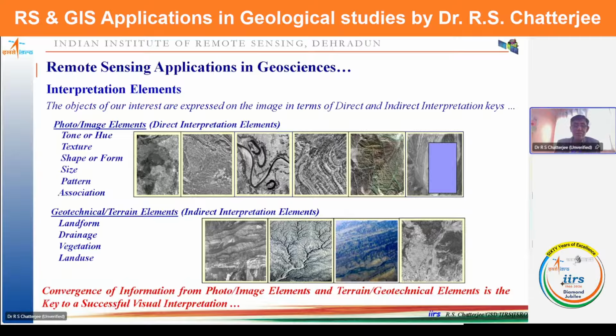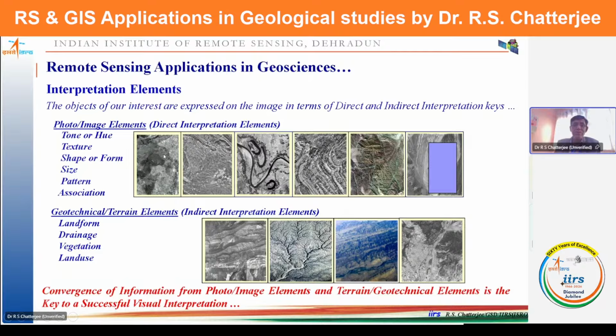Drainage includes many things, like what is the drainage, the longitudinal pattern, what is the cross profile, what is the drainage anomaly, what is the drainage density, isn't it? There are many things related to drainage. Then vegetation: what is the vegetation cover, vegetation density, and finally land use. So these are the indirect interpretation keys. All the things are given here.